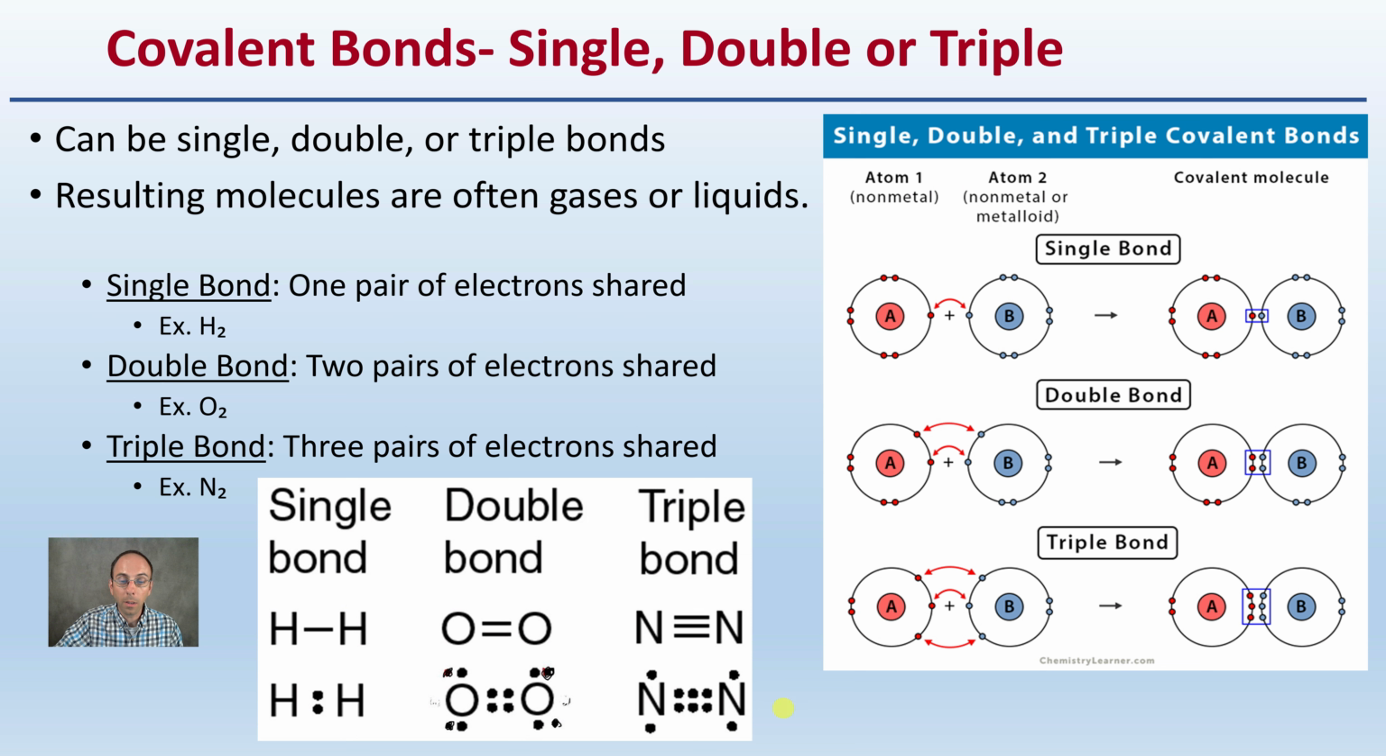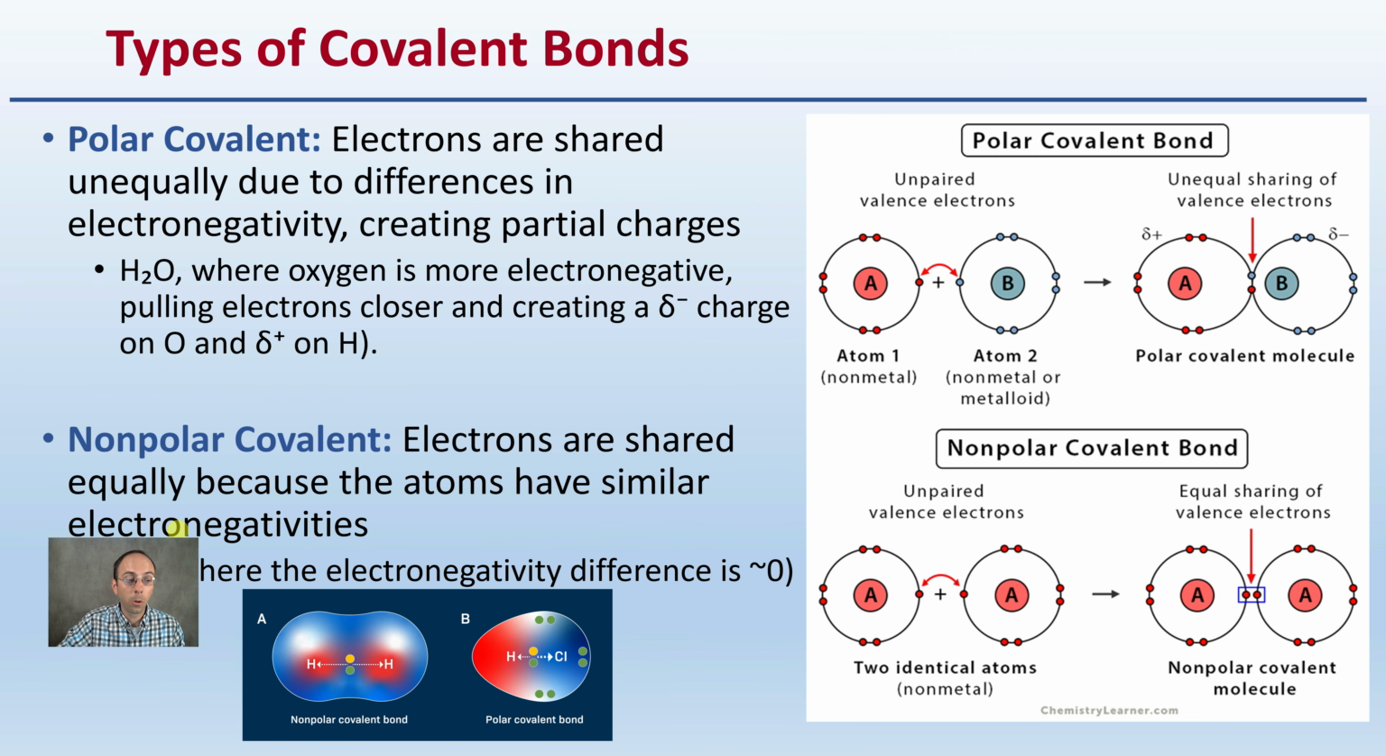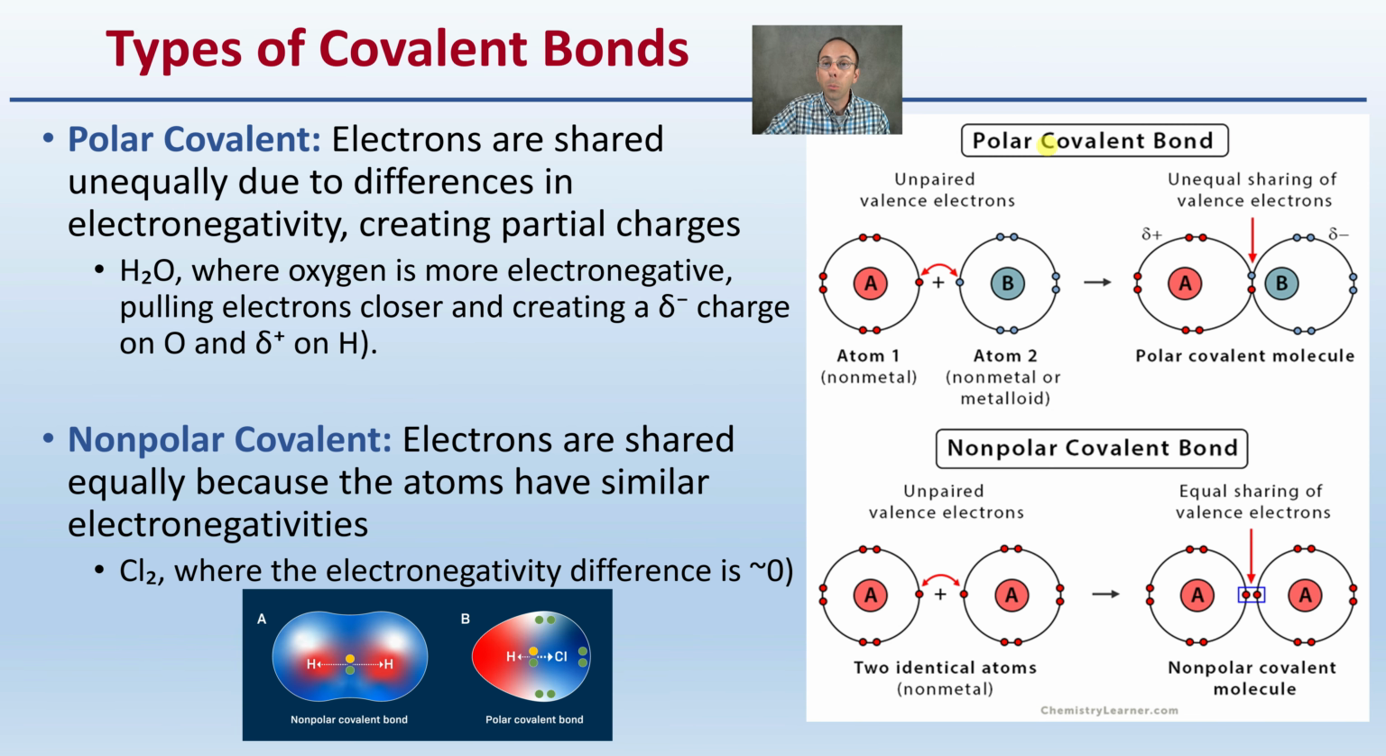You can see that represented here. Again, we usually just draw the lines to make it easy. Every line means that there's basically two electrons there being shared in that bond. Here's a single, a double, and then a triple bond. However, within our types of covalent bonds, we also have what's called polar and nonpolar covalent bonds.